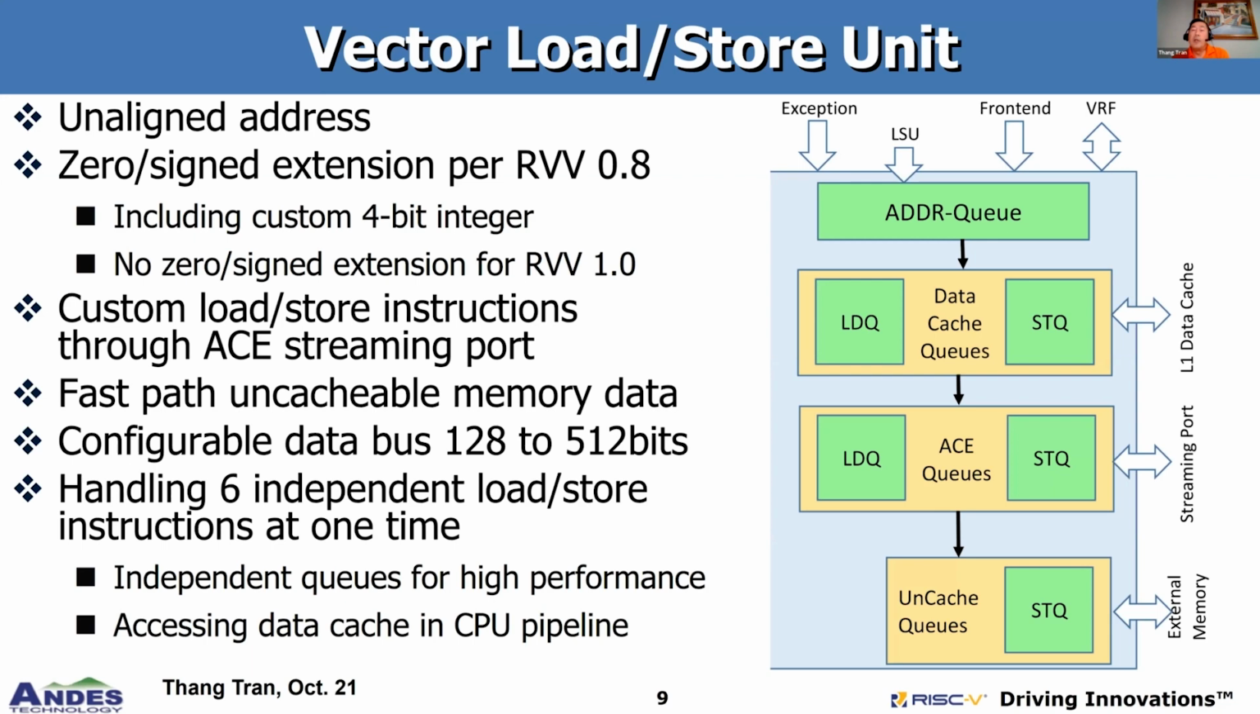The figure shows 3 independent data paths into the VPU load store unit. We have many independent queues to handle 6 independent load store instructions at one time. The initial design had a bus width of 256 bits, but it is configurable from 128 to 512 bits in later generations. The uncacheable data path is actually out of order.